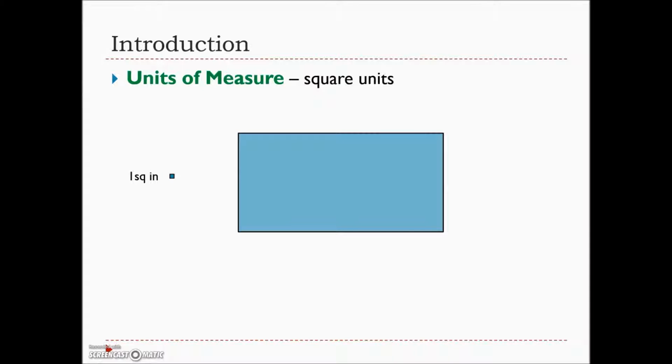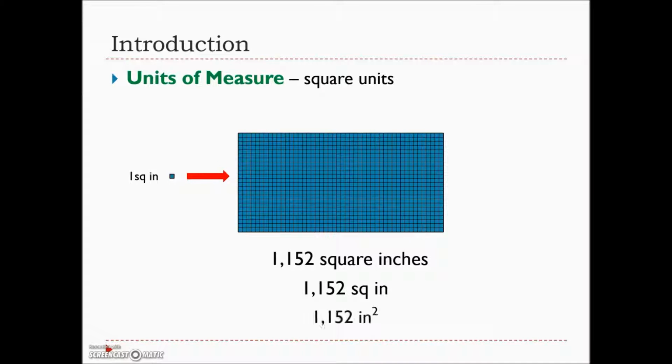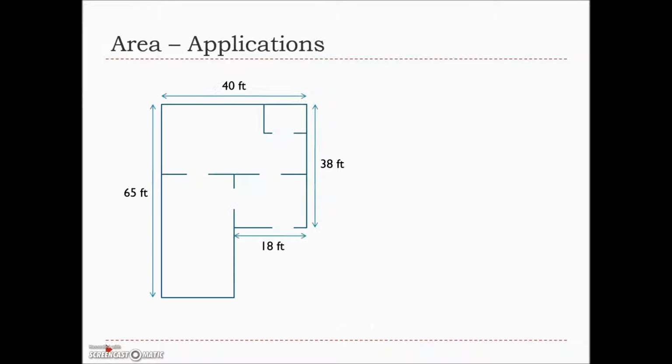What if we were to use a different unit of measure, for example, square inches? 1 square inch is a much smaller unit of measurement than 1 square foot. It will take a lot more square inches to describe the same amount of surface. As a matter of fact, we end up with 1,152 square inches for this same shape that we just found in square feet.